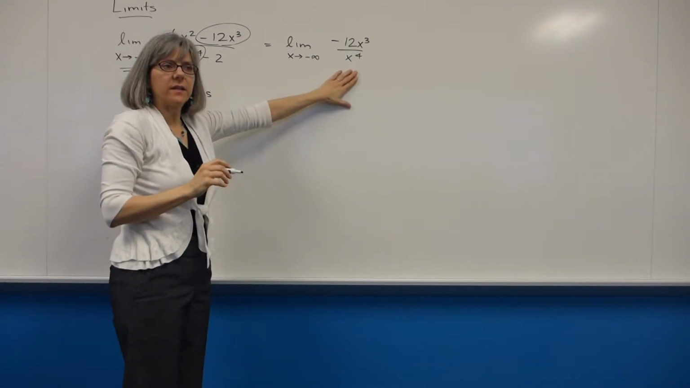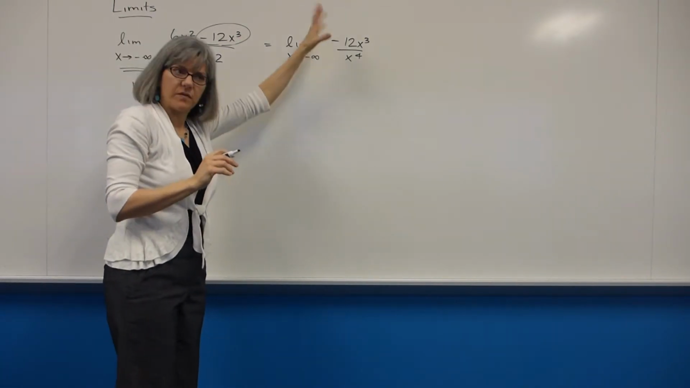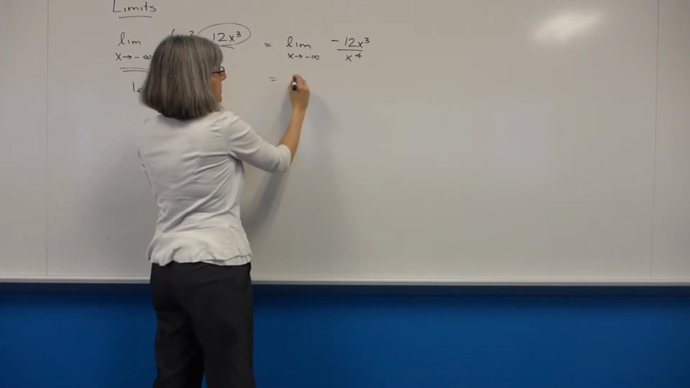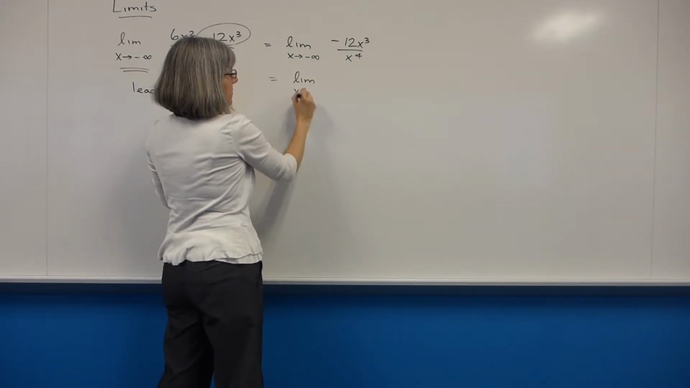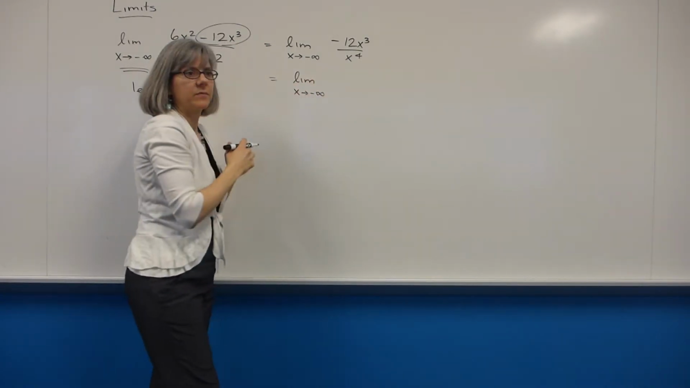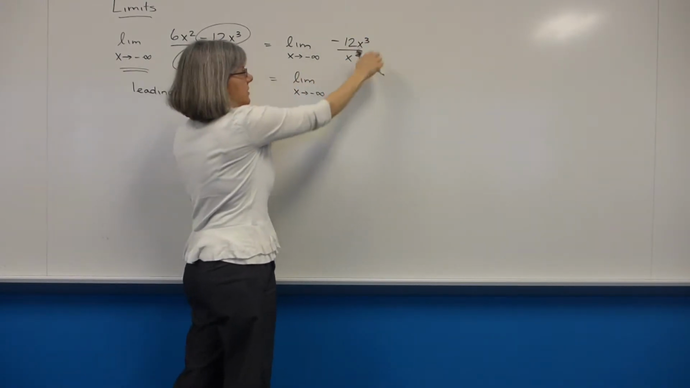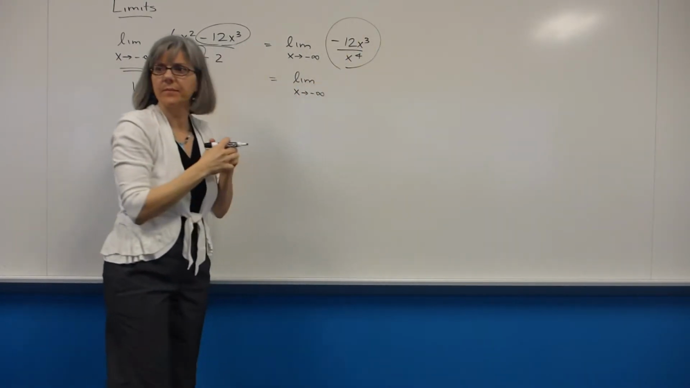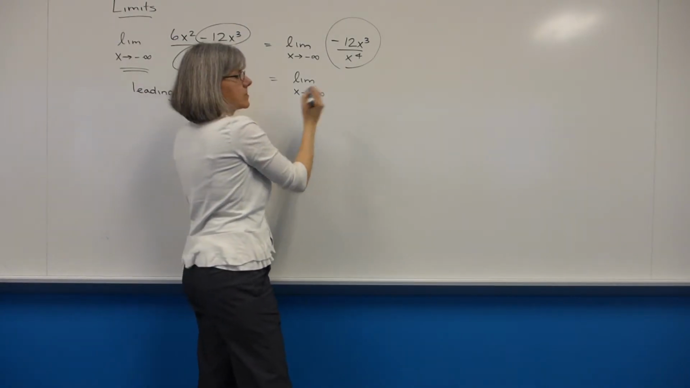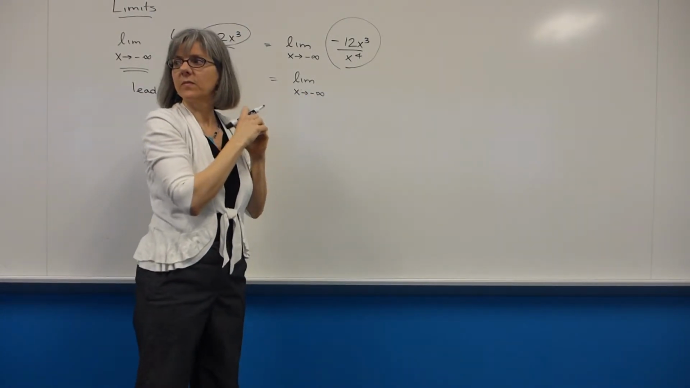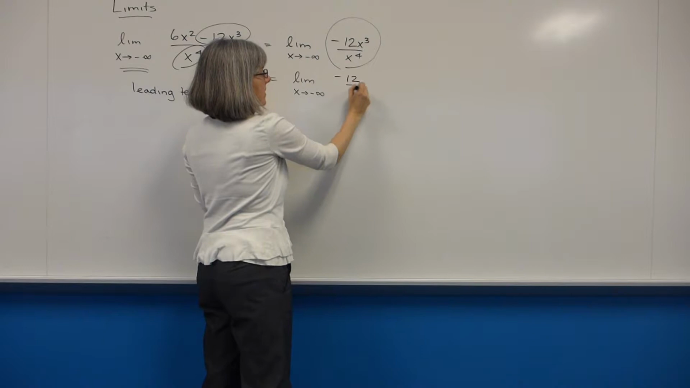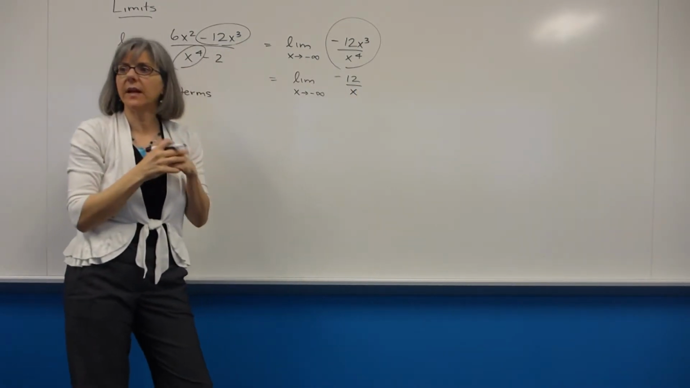Okay, so now once you've gotten here, simplify this. Do the complete simplification. So what do you guys get? No, I mean simplify, we haven't done the limit yet. Just clean this up, simplify that. Yeah. Negative 12 over x, the x cubes cancel.